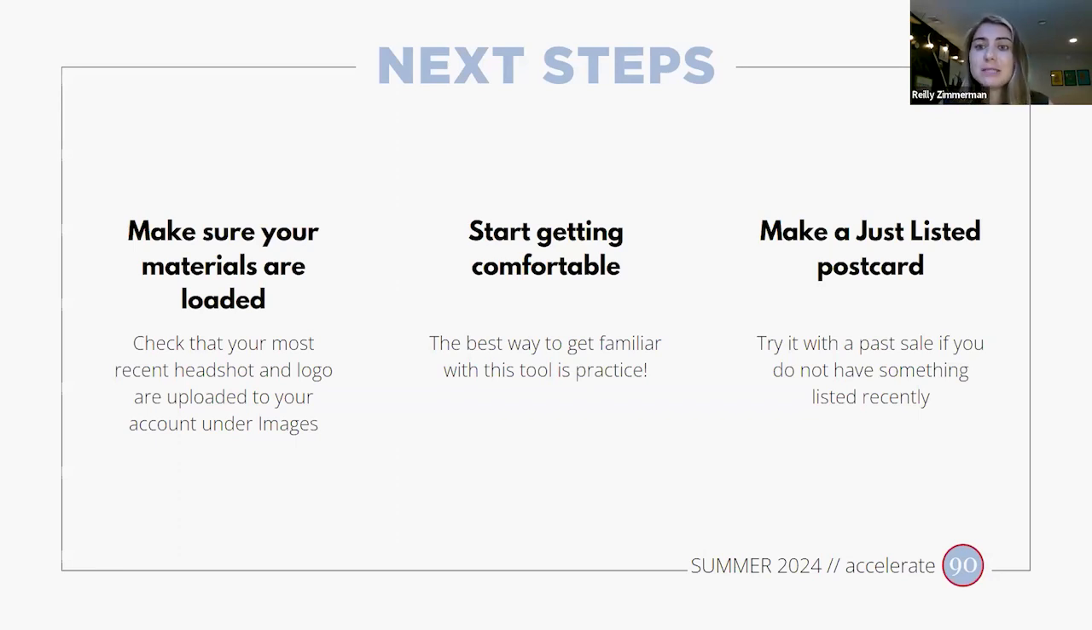The next step would be to make a Just Listed postcard, or whatever type of postcard it is that you would like to. So try it with a past sale. If you don't have a current listing right now, do a just sold. You can also do multiple properties on there as well. So if you want to highlight 3 different properties, you can do that. But get creative in there, try it out, and reach out with any questions, of course. But those are kind of our next steps.